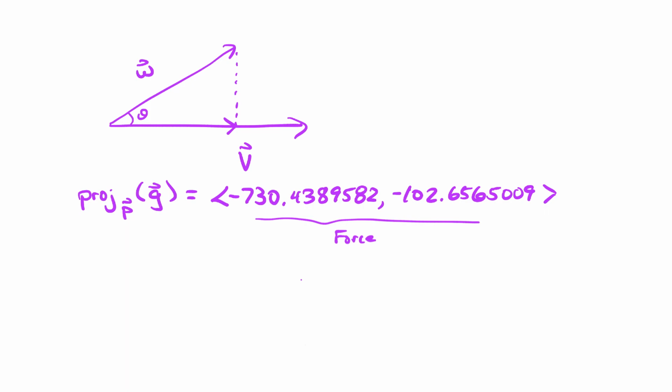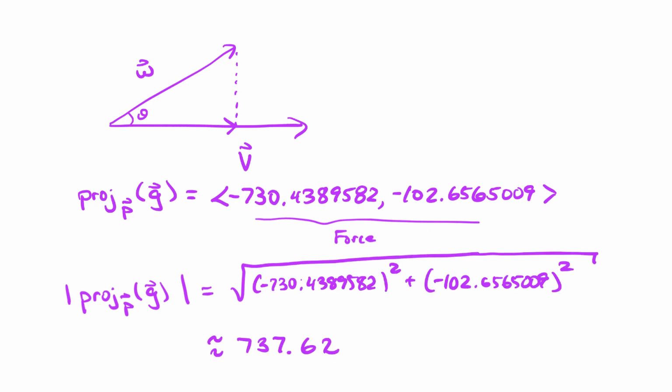And so what is the magnitude of the force needed to restrain the car? Well, it is the magnitude of this projection. If we take the magnitude of this projection, the square root of the sum of the squares of its components, we get 737.62 pounds of force to keep the car from sliding down the ramp.